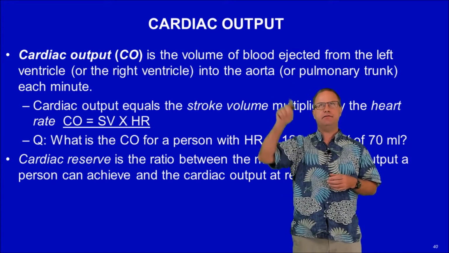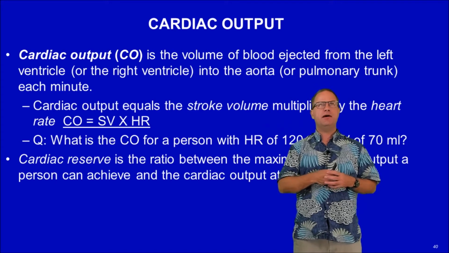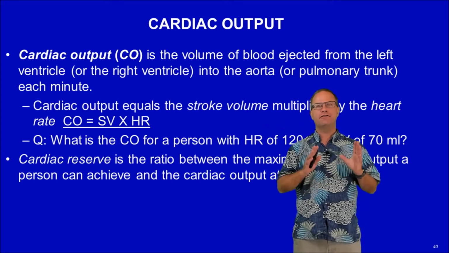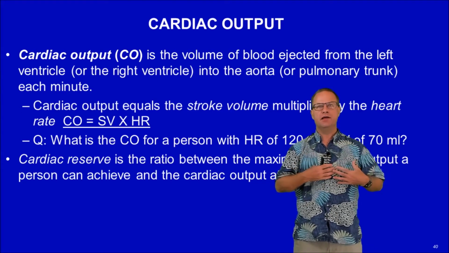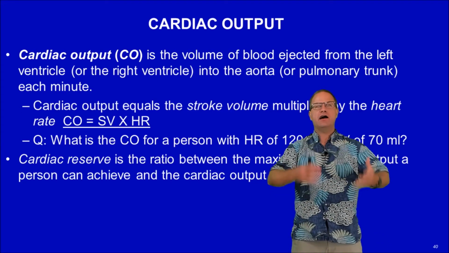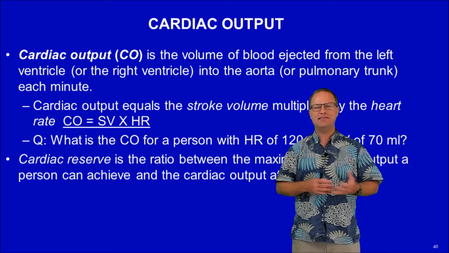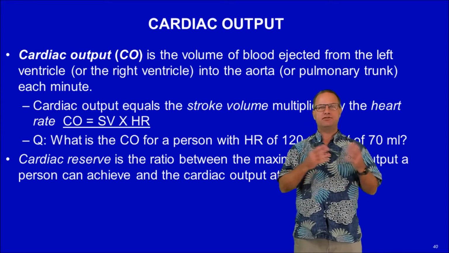So 70 times 80, that should come out to be 5,600 or 5.6 liters. That's close to or even more than your entire blood volume. So what we're saying here is you're pumping your entire blood volume throughout your body in 1 minute. That's pretty impressive. But now think about what happens when you go to the gym.